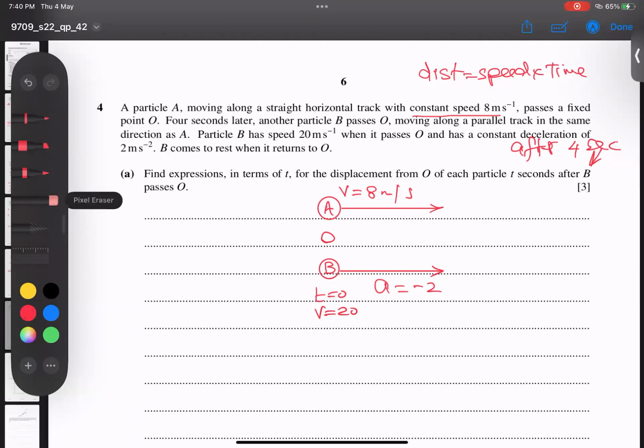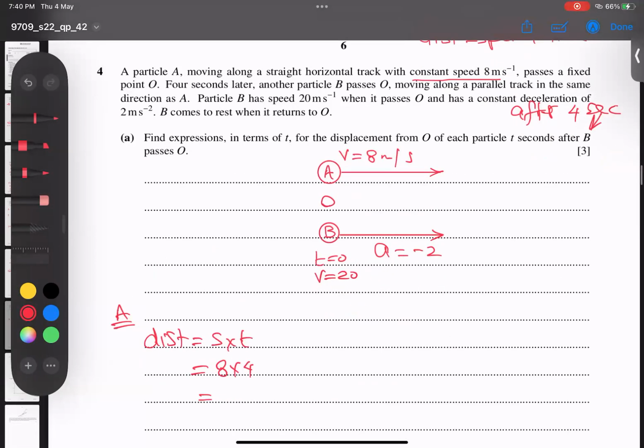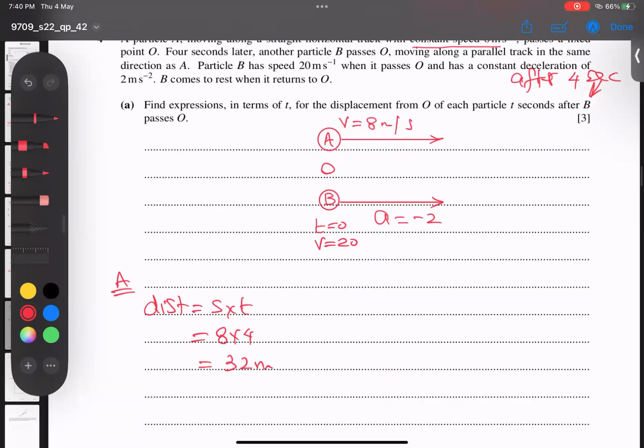So let's start with the A particle. For the A particle, students, it is a very simple situation. Its starting speed is 8, and for the first 4 seconds it is moving at the same speed. So we use the distance formula: distance equals speed times time. Speed is 8 and time is 4, so I get a distance of 32 meters. Afterwards, I don't know how much time, but the speed remains 8. It will not change throughout. It remains the same.